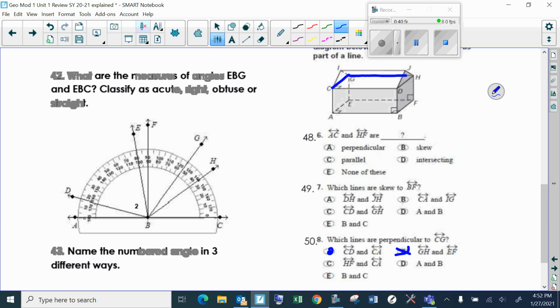HF now. HF right there. Is that perpendicular? They have to be in the same plane to be perpendicular. So are those in the same plane? No, they are not. So even though it looks like it'd be 90 degrees going down, if I had it right here, then it would be 90. But we're talking about CG over here. So since they don't intersect, they're not in the same plane, they'd be parallel. I mean, skew. So that's out. Okay, so it's just A.